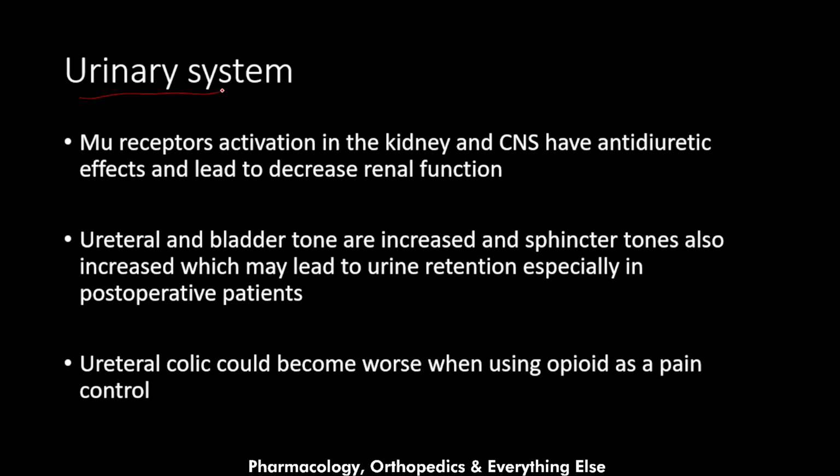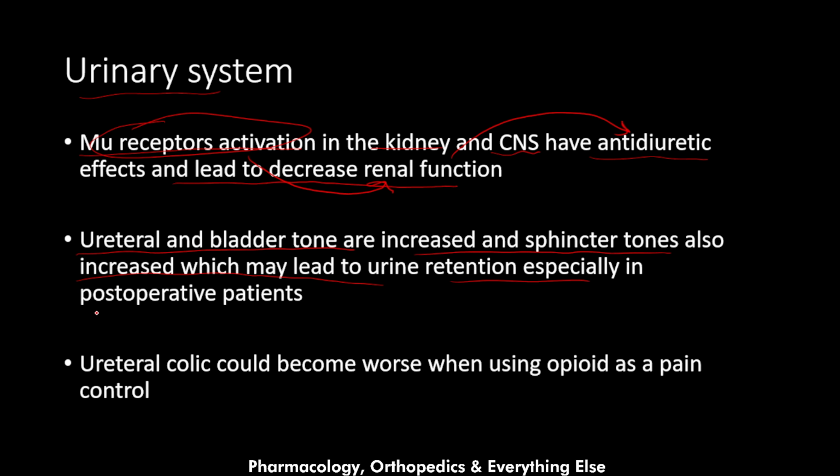Regarding the urinary system, there would be mu receptors activation in the kidney, and the central nervous system has an antidiuretic effect and leads to decreased renal function. So when the receptors are activated in the kidney, they would decrease the renal function and they would ultimately lead to antidiuretic effect through retention of water inside the body. Ureteral and bladder tone are increased and sphincter tones also increased, which may lead to urinary retention, especially in post-operative patients.